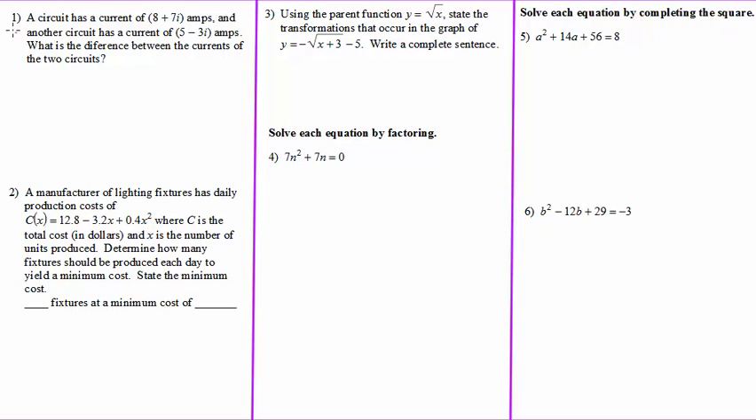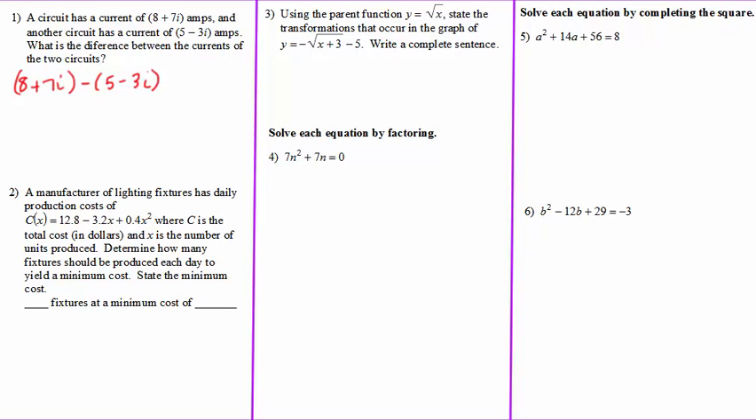Number 1, a circuit has a current of 8 plus 7i amps, and another circuit has a current of 5 minus 3i amps. What is the difference between the currents of these two circuits? So we're taking 8 plus 7i, and we're finding the difference, which means to subtract 5 minus 3i.